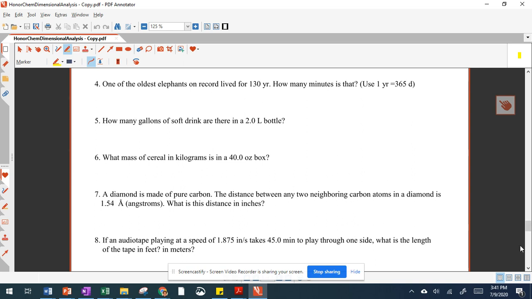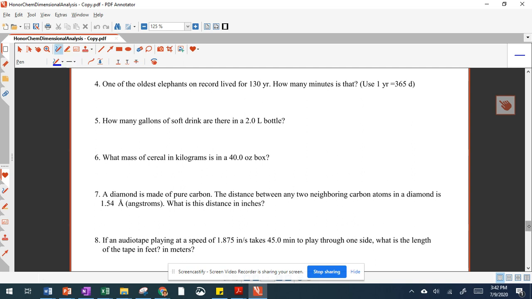So if you look at the problem set, let's look at number 6. It says, what is the mass of the cereal in kilograms if we have a 40-ounce box? So in these problems on this sheet, you will not always be using just the metric system. You will be using the metric and the English system to do a lot of these problems. So if you look at the previous page, you will see there's this table with different equalities that you can use to set up your conversion factors.